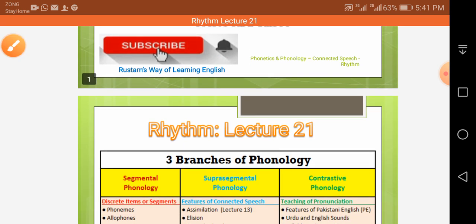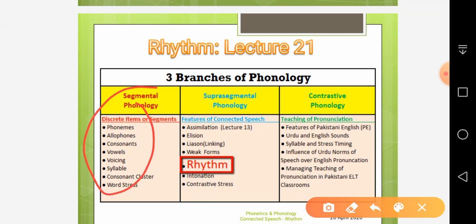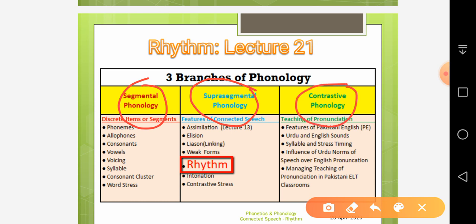Up till now I have recorded lectures on segmental phonology, and there are three branches of phonology. That is segmental phonology, as you can see here on the screen. Second one is suprasegmental phonology, and third one is contrastive phonology. In each category I plan to record lectures. These are preliminary or basic lectures, foundation lectures. Students are requested to visit YouTube, and there are many specialized lectures on these items.